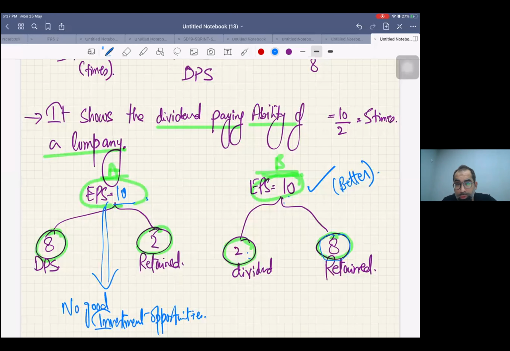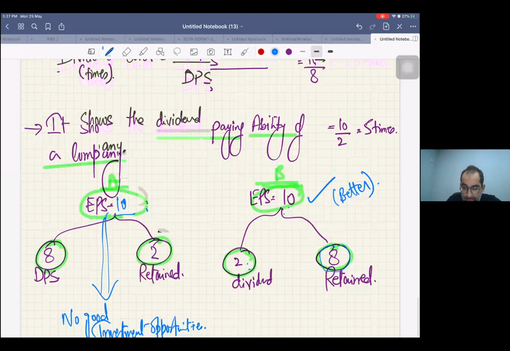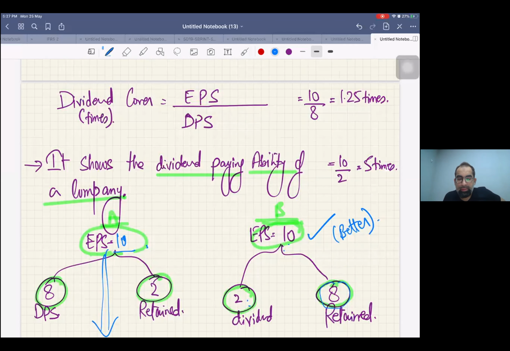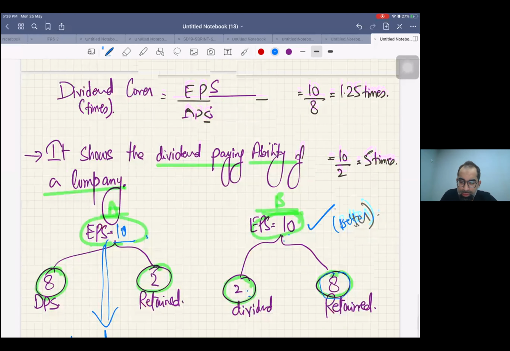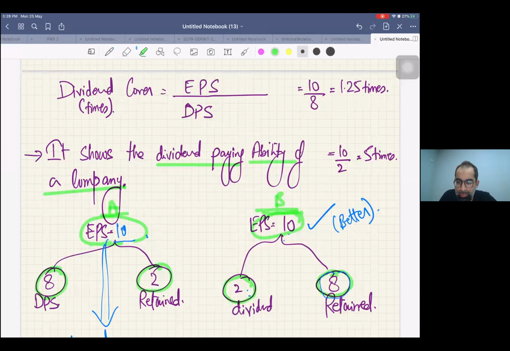Okay, now let's calculate dividend cover for both companies. For the first company, first look at the formula. The formula for dividend cover is EPS divided by DPS. So for the first company, EPS is $10 and DPS is 8. So 10 divided by 8 is 1.25 times. The first company's dividend cover is just 1.25 times.